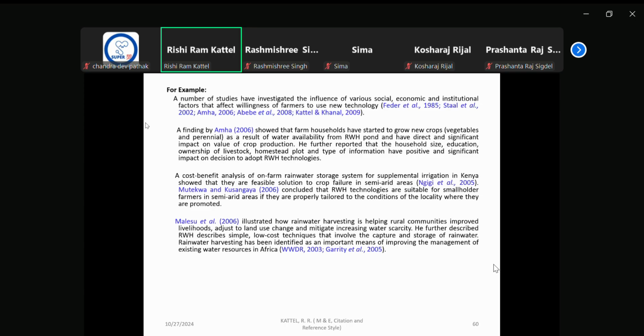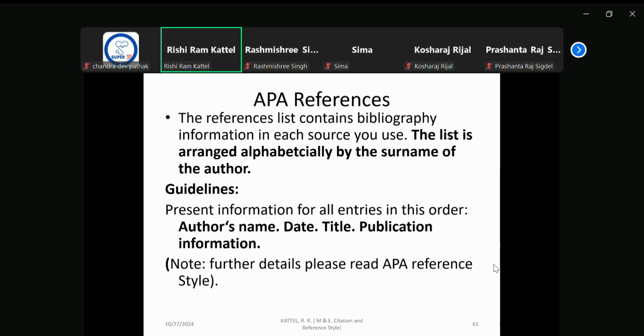The reference list contains bibliography information for each source, arranged alphabetically by the surname of the authors. For detailed referencing, present information for each entry in the order: author name, date of publication, title, publication information. For the details, please read the APA style of referencing. Okay, for that you have to read some articles in APA style of writing.